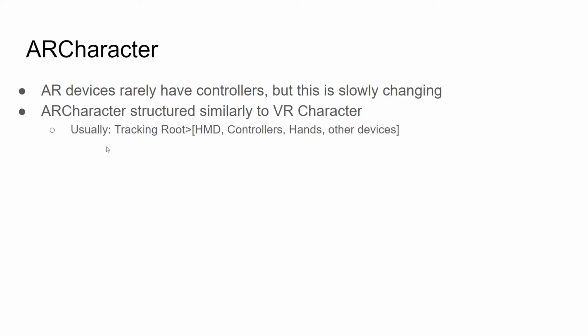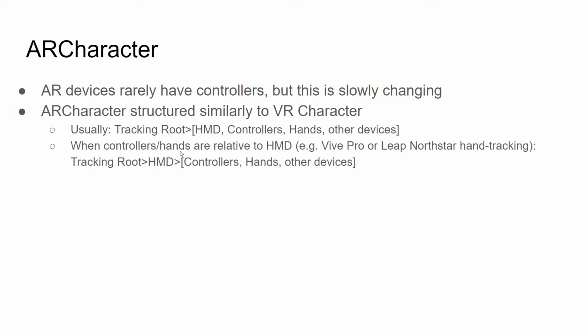So in most cases, you'll have your tracking root, and as we'll see in a second, the tracking root in AR is a little bit different. And the children of the tracking root are the headset, the controllers, your hands, and other devices. This is the case in the Oculus Quest, probably the HoloLens 2, although I haven't gotten my hands on it. This is just a standard way of doing it.